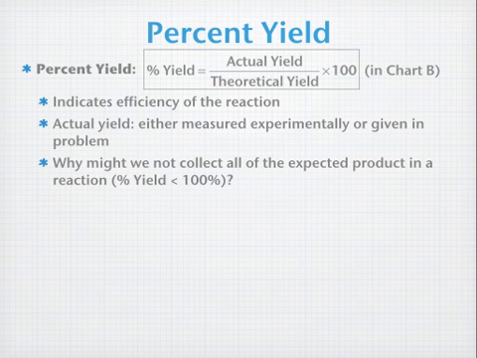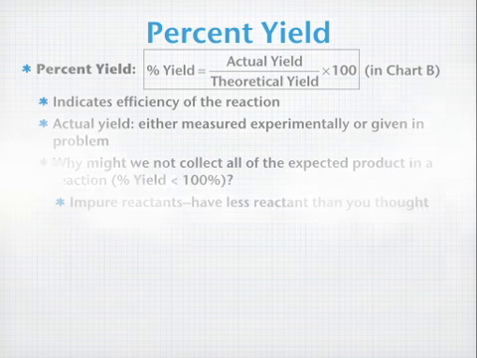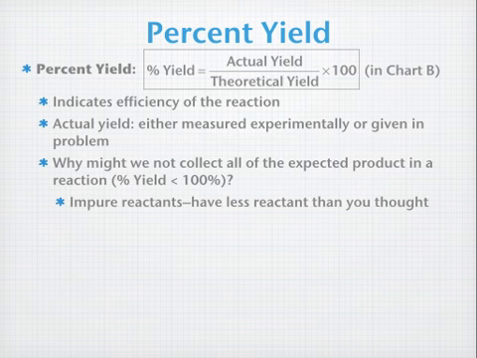Now you might ask yourself, why might we not collect all of the expected product in a reaction? Why is the percent yield less than 100%? Or actually it could be over 100% as well. And part of the answer to this is one of the reasons I ask you to evaluate potential systematic errors in the lab, to find out what things might be changed and fixed so that we might get our percent yields better. So one of the things is impure reactants.